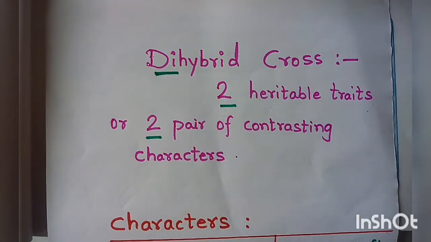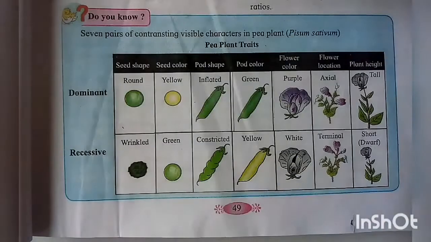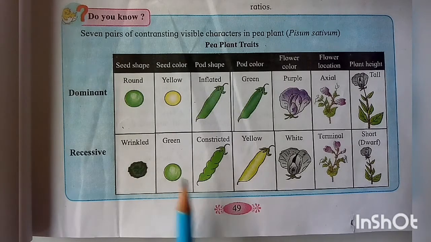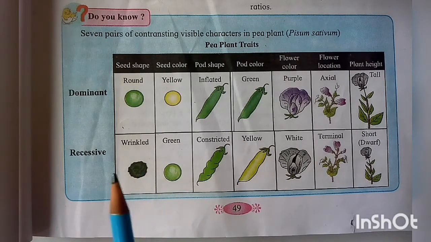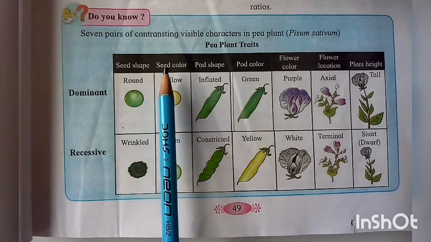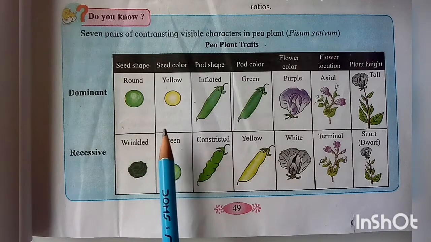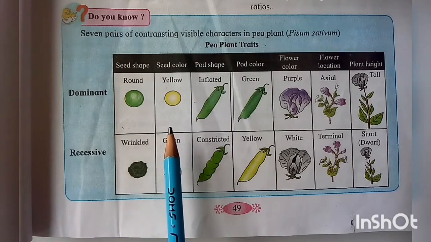Now which characters to choose for a cross? As we know, Mendel studied 7 characters. So these are the 7 characters that were studied by Mendel. In our textbook, the example given for dihybrid cross is shape of seed and color of seed. So these are the two characters that are used for dihybrid cross.